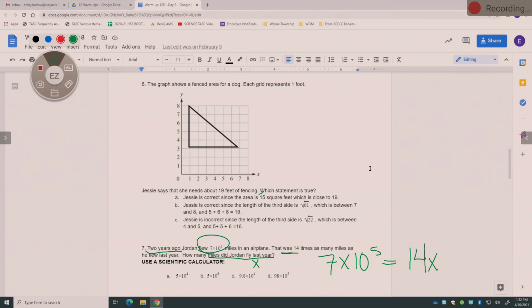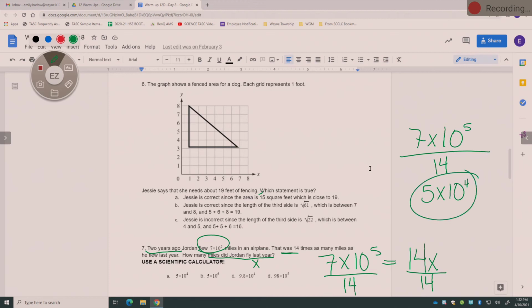And before I put it into my calculator, I need to get X by itself, right? So to get X by itself, I'm going to divide both sides by 14. So what I am inputting into my calculator is 7 times 10 to the 5th divided by 14. And once you put it in your calculator in scientific notation mode, you should get 5 times 10 to the 4th as your answer. Okay, so that is number 7.